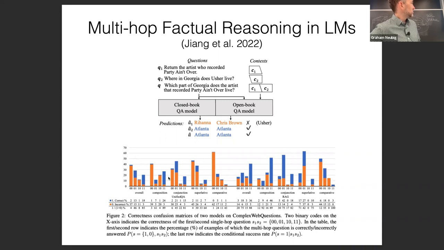So one interesting thing to see is that it's almost as indicative of whether you get the multi-hop question correct if you're able to answer only the second question correctly, as it is if you are able to answer both questions correctly. Sure, both questions is a bit better, but basically just being able to answer the second one is enough.